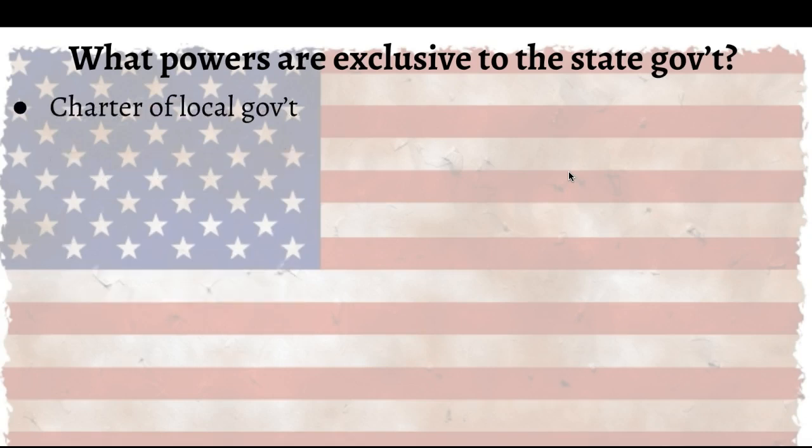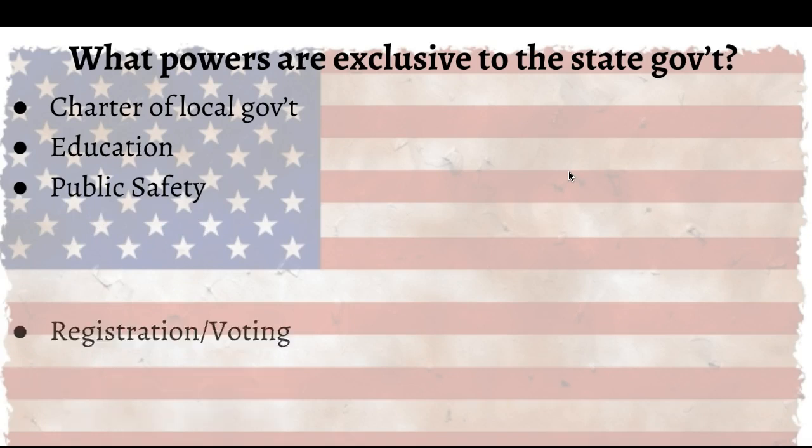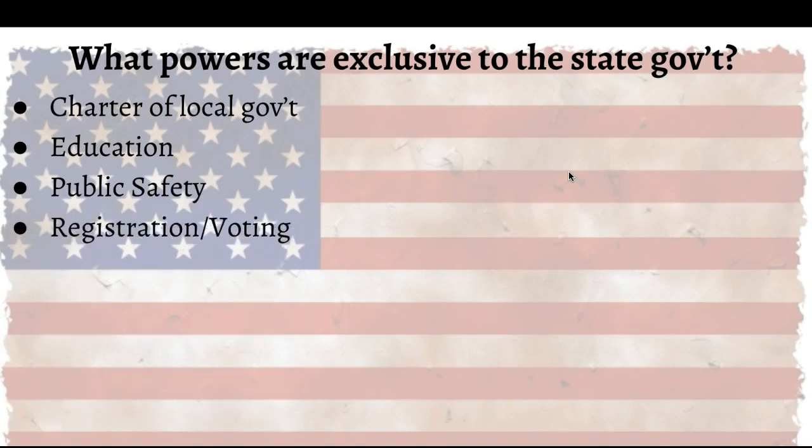So state governments have the ability to charter local governments. Within their boundaries, it's their purview to charter local governments at the town level or the municipal level. They have the ability to regulate education, public safety, and registering and voting. There are different registration and voting laws depending on the state that you're in. They also regulate intrastate commerce, which is commerce within the state.